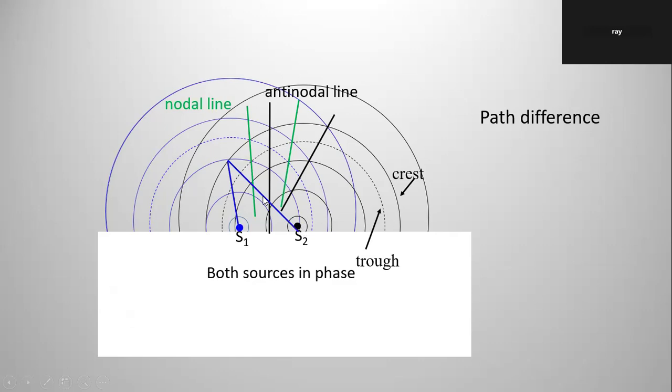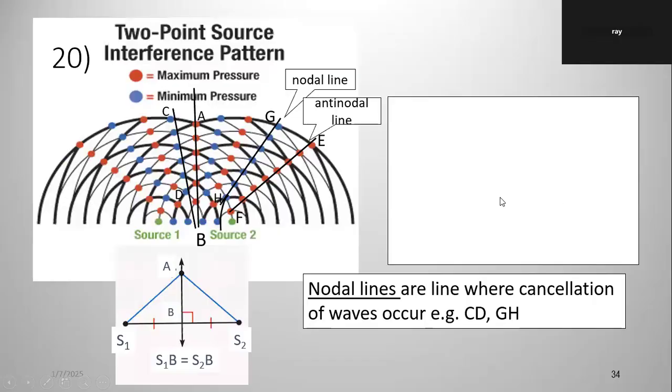That one has to travel a longer distance. S2, the wave has to travel a longer distance to reach that point. S1, a shorter distance. The difference in length is called the path difference. We are just going into more detail. S1 is a source of wave, S2 is a source of wave, and they are vibrating in phase.